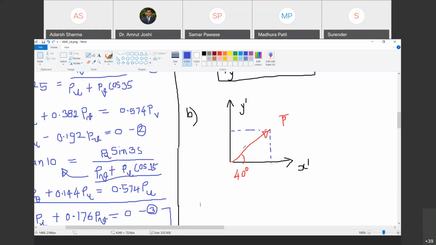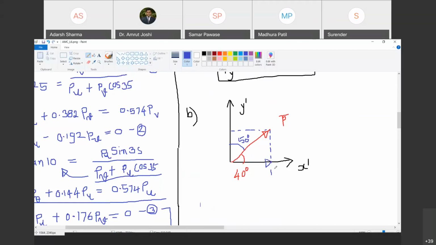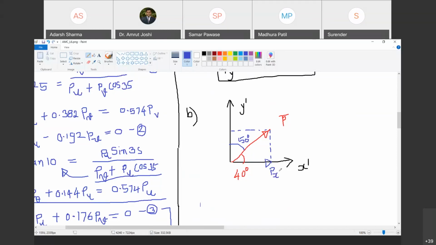Happy? Yes, sir. Okay, so now x dash and y dash, angle 40 degree hai. So naturally, how much is this angle? This is 50 degree. Are you with me? So yes, chalo, 40 or 50 dono ke hisab se mujhe Px bar batao. This is Px bar. Do you agree with me? Px dash bar. Yes, sir. And this is Py dash bar.